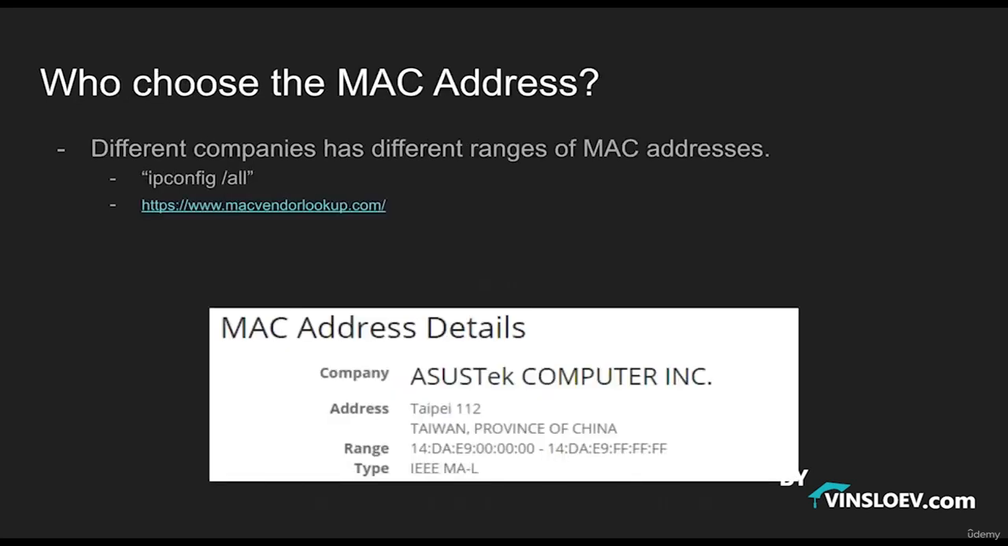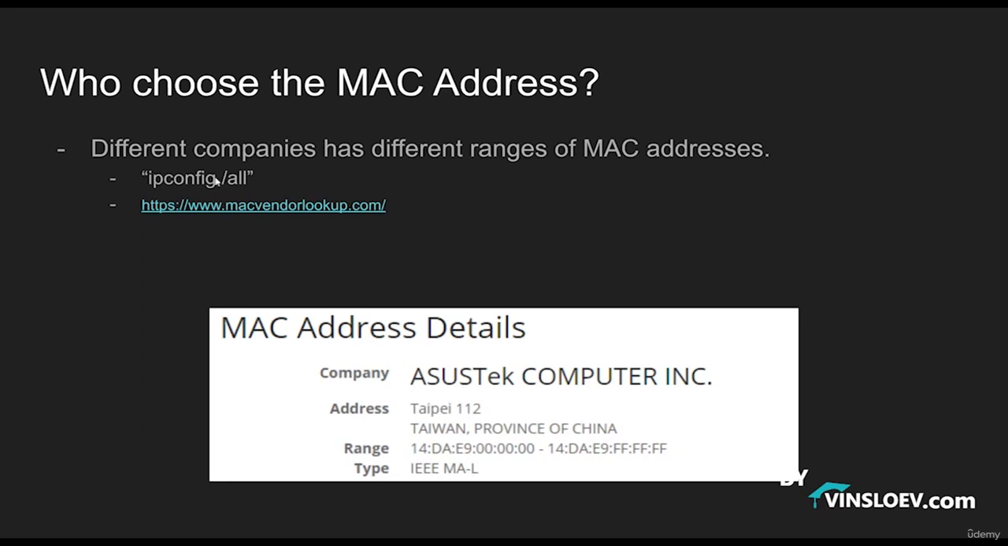So who chooses this MAC address, since it is a unique hard-coded address? It is the companies that produce the network cards that we have in our computers and devices, and they have a different range based on the producer. So each producer of network cards has a certain range that they can give addresses in. So you can actually look up your MAC address and see who produced your network card.